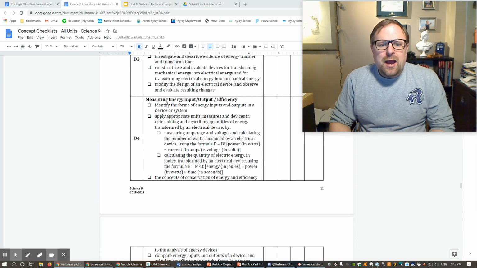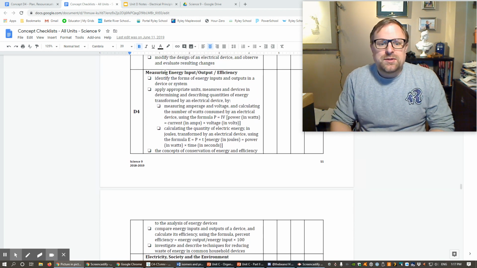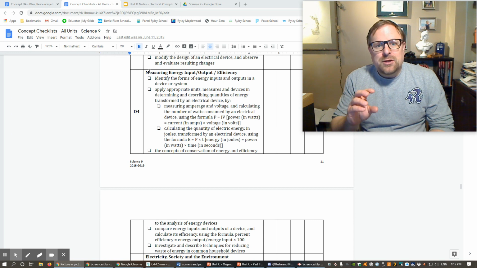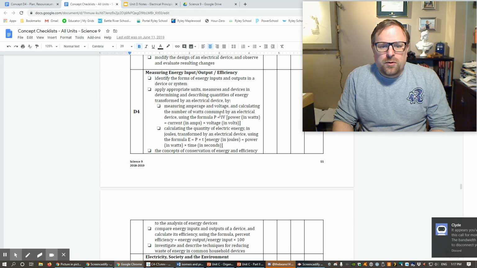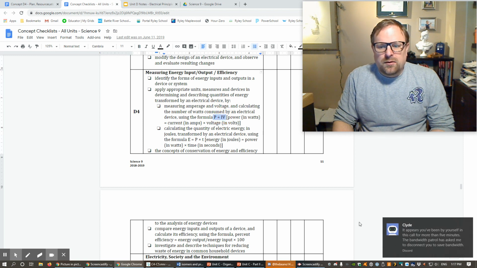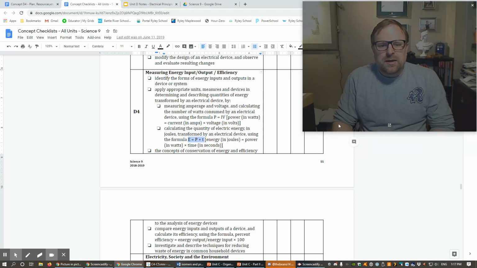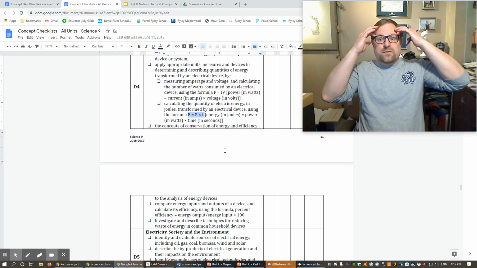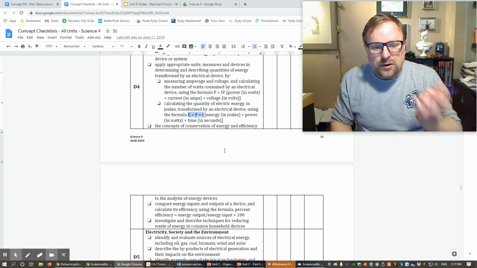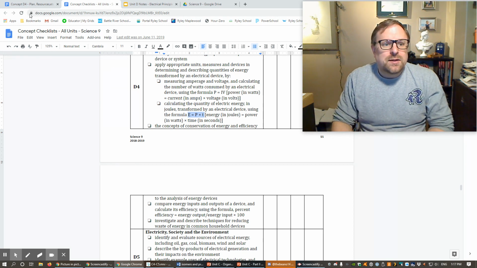So where you're at right now is we're moving into Concept D4, which is a relatively short concept where we're going to explore how we measure things like energy input and output. We're going to introduce a couple new formulas here, like P equals IV, and E is equal to P times T. All of those are going to get used as well. And then we'll talk about the idea of conservation of energy and how that relates to energy efficiency, and we'll play around with those a little bit. So that's what we're going to cover in this concept today.